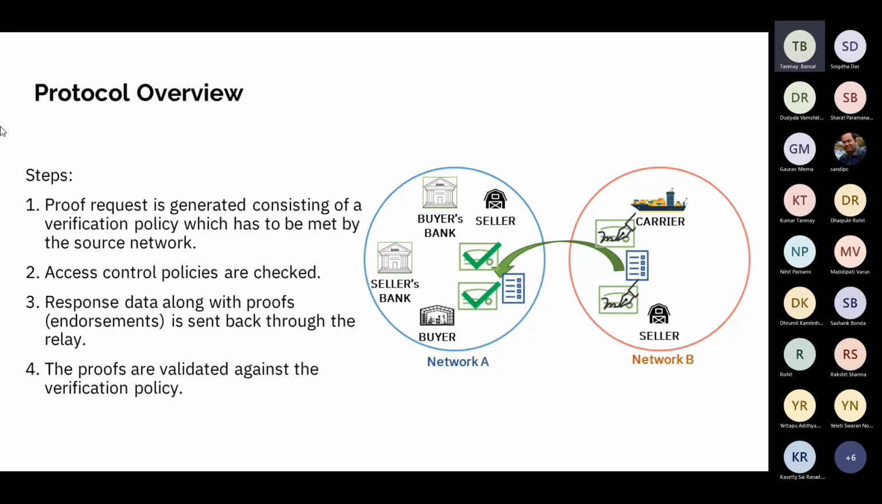So initially the destination network will ask for that bill of lading. The source network would determine whether it can be sent, whether the destination network is indeed eligible for receiving this data, and then they will generate a proof request based on the verification policy, which should be acceptable to the source network. And of course, the access control policies would be checked at the source network, and then the response against the request with the proofs will be sent through the relay, and in the destination network this would finally be validated. So that is what is shown here. The relays are doing this job.